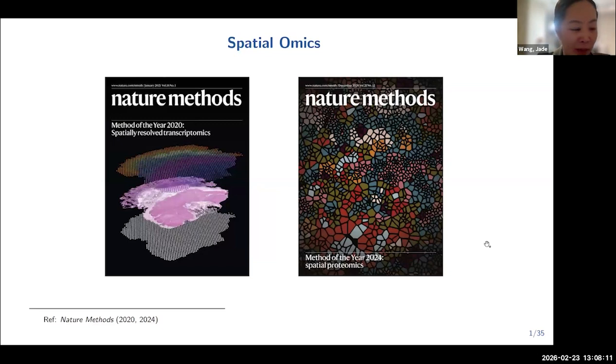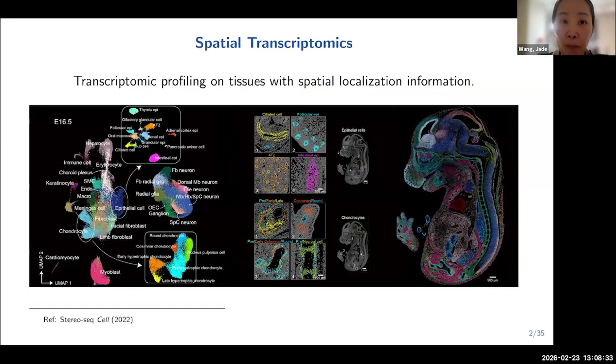I'll get started by introducing some background. I guess the audience here may more or less have heard that spatial omics technologies like spatial transcriptomics and proteomics were nominated as the Method of the Year by Nature Methods in 2020 and 2024. So these are quite popular and cool methods recognized by the scientific field.